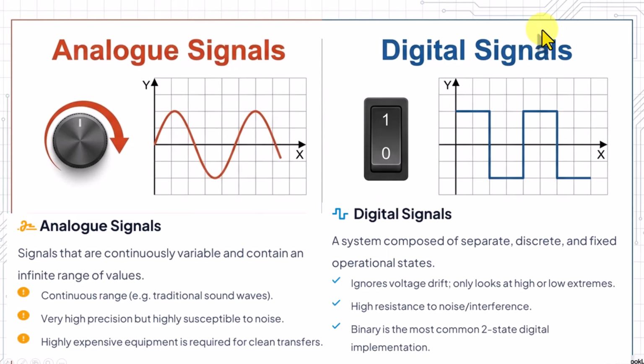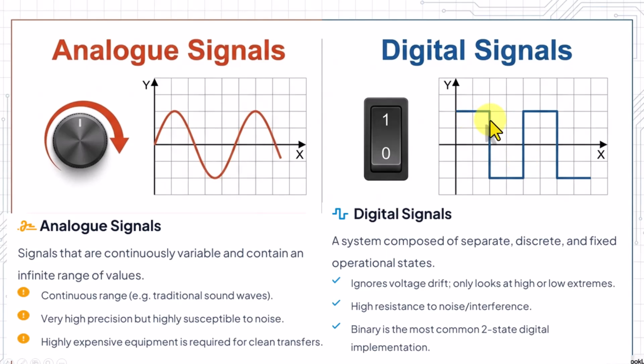Then we come to digital signals. A digital signal is a system composed of separate, discrete and fixed operational states. It is not continuous, where here we have a value and slightly lower we also have a value. They are completely separate: we have a value here, another value here. It ignores voltage drift and only looks at high or low extremes.